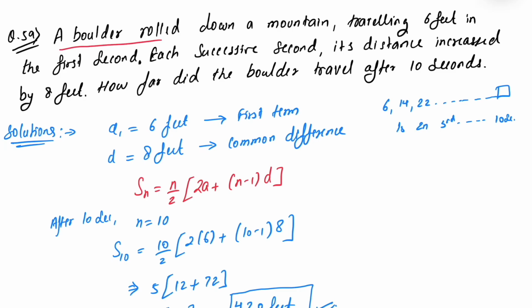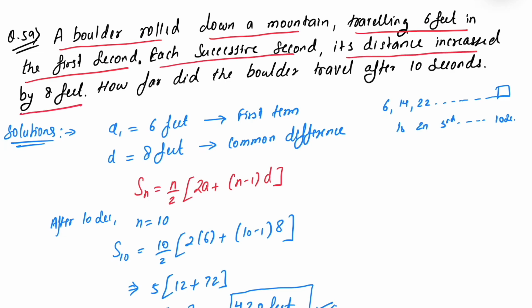A boulder rolled down a mountain traveling 6 feet in the first second. Each successive second its distance gets increased by 8 feet. So for the first second it's 6 feet. The second second it will be increased by 8 feet, so it will become 14. The third second it will become 22, and so on.